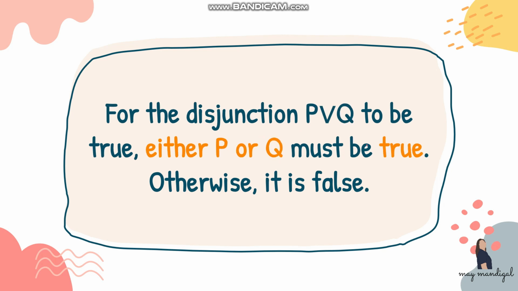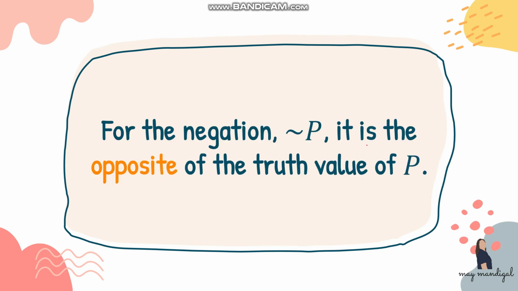For the disjunction P or Q to be true, either P or Q must be true. So for us to say that the disjunction P or Q is true, either one of P or Q must be true as well. As long as there is one true proposition between P and Q, then we can say that the disjunction P or Q is already true. Otherwise, it is false. For the negation, not P, it is the opposite of the truth value of P.